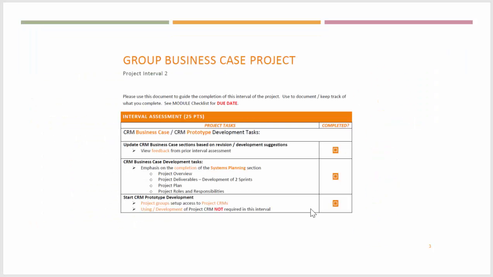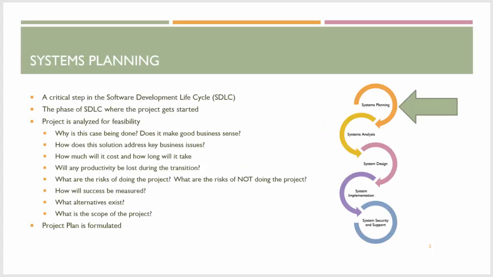So as you look at the Project Interval 2 assessment, you'll see that the items you're being asked to complete in this interval align to that definition of systems planning. You'll be asked to complete the systems planning section: essentially the project overview, the project deliverables, the development of 2 sprints, the project plan, and project roles and responsibilities, which will address a lot of these key questions for systems planning.